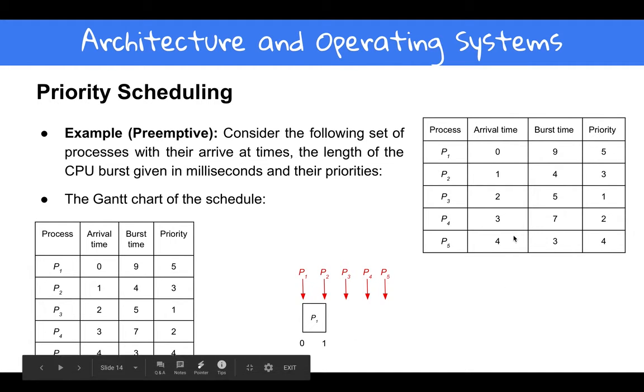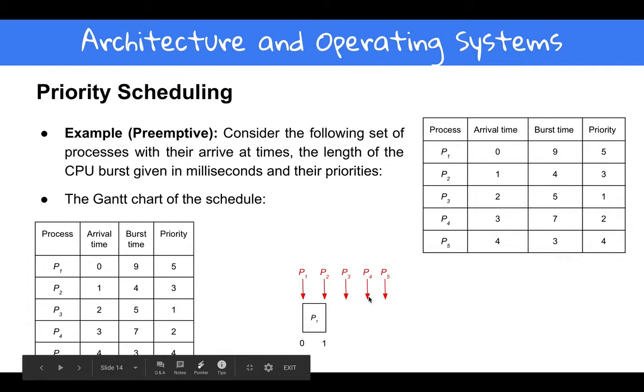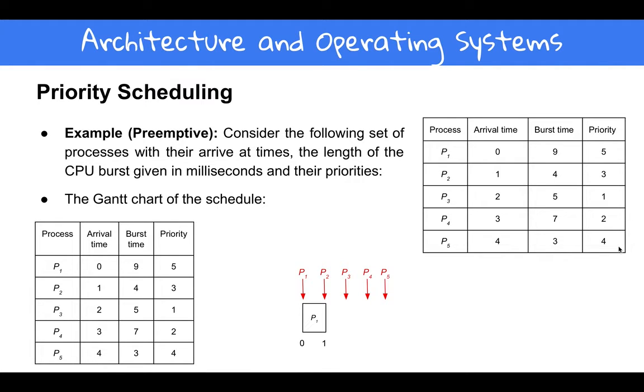So what's that? We've got 5 processes. These are the arrival times. As you see here, 1, 2, 3, 4, 5. The arrival time is 0, 1, 2, 3, 4, 5. We've got their burst time, and the priority.